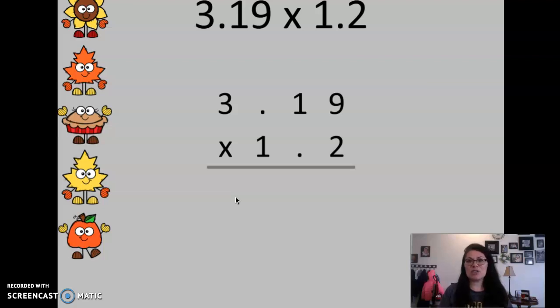3 and 19 hundredths times 1 and 2/10. Pause the video now. Welcome back. Here we go. Now, let's look at our decimals. We have 1, 2, and 1. So we have 2 on the top and 1 on the bottom. If we put those together, that's right, we're going to have 3. So in our answer, we have to make sure there are 3 numbers behind the decimal. So we have 3 and 828 thousandths. It's very small.